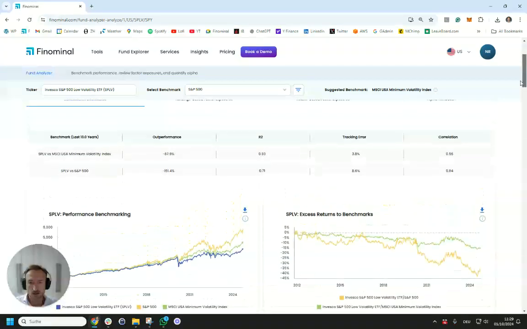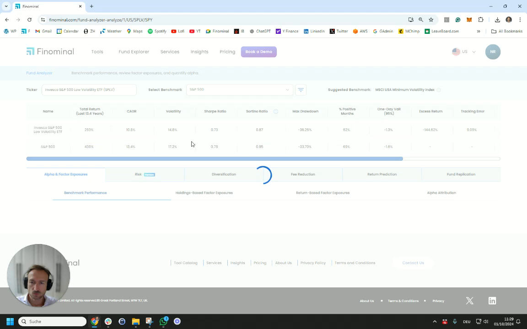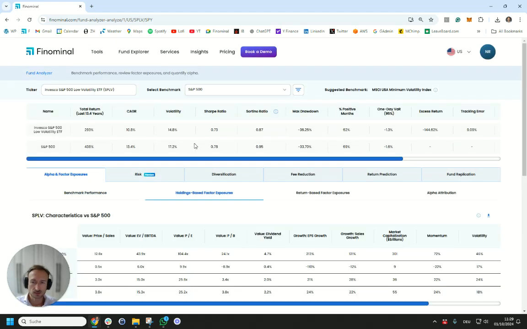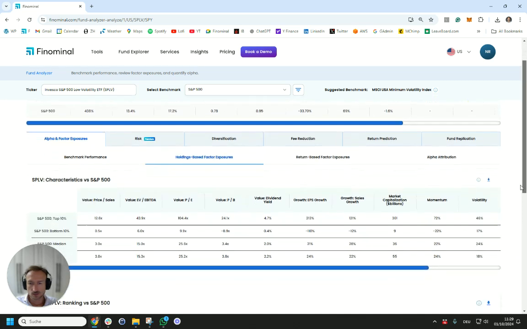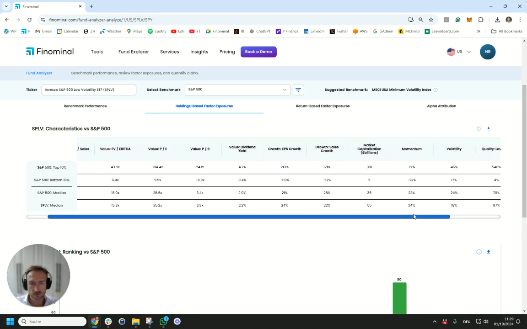Now, let's move on to more interesting topics in terms of what the portfolio of this ETF is actually comprised of. Here we can see a holdings-based factor exposure analysis, where you can see the median stats of SPLV versus the selected benchmark, which is S&P 500, for a few different fundamental metrics, like value-based metrics, growth, market cap, momentum, volatility, and profitability.